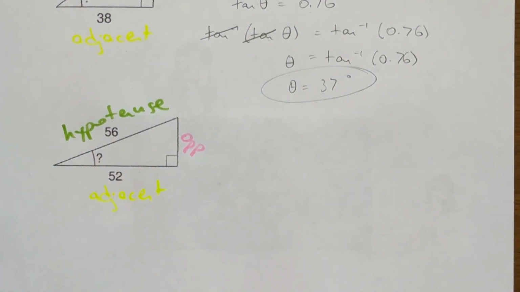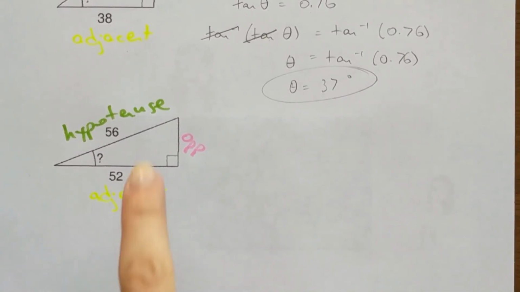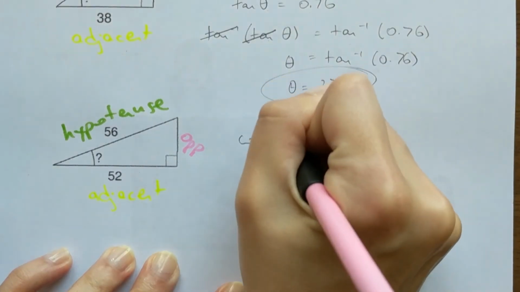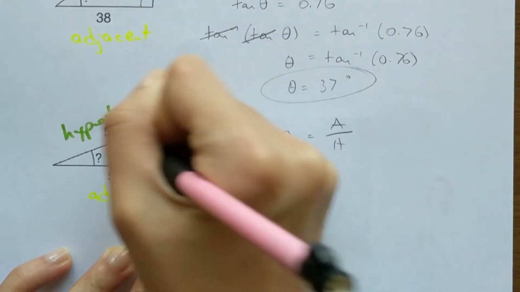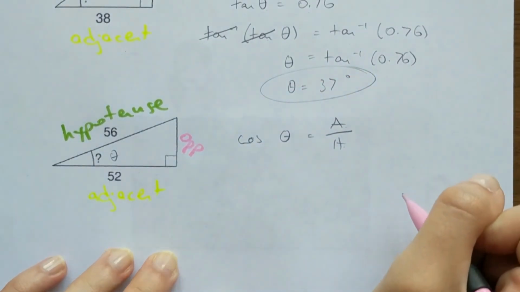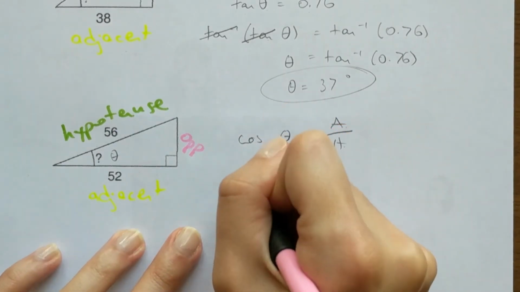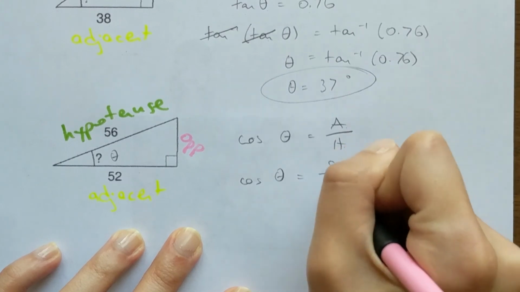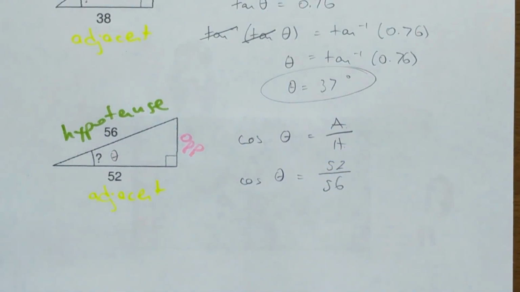And now I need to say, okay, I need to find a ratio that has hypotenuse and that has adjacent, because those are the two pieces of information that I have. I need to pick a hypotenuse and I need to pick an adjacent. So what's that going to be? Well, that's going to be cosine. Cosine of theta is adjacent divided by hypotenuse. So let's go ahead and simplify that. Cosine of theta is 52 divided by 56.